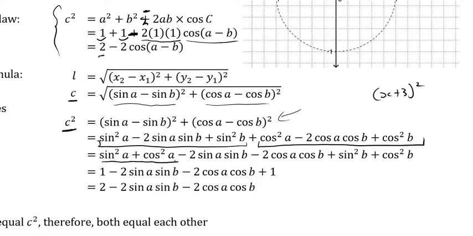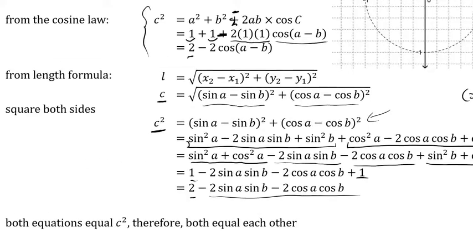Sine squared A plus cos squared A, sine squared B plus cos squared B. Those are both 1. So in the next line, we replace them with 1 and 1. And then I've got minus 2 sine A sine B minus 2 cos A cos B. Just worked out that way. So 1 plus 1 is 2. And then minus all the rest of that junk. Nothing else we can do with that right now. It's just still there.